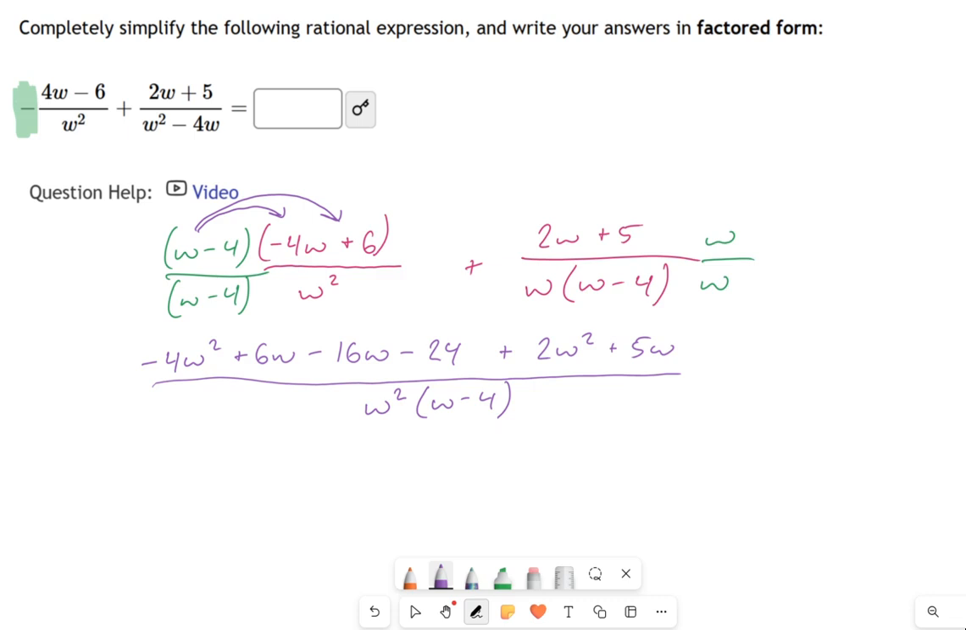That's what I wanted. I wanted to have a single fraction, and I want to simplify it now. That's kind of an important part. We're going to simplify this as much as we can. So what I'm looking for now is common terms. I've got a negative 4w squared and a plus 2w squared. So that's going to turn out to be a negative 2w squared on top.